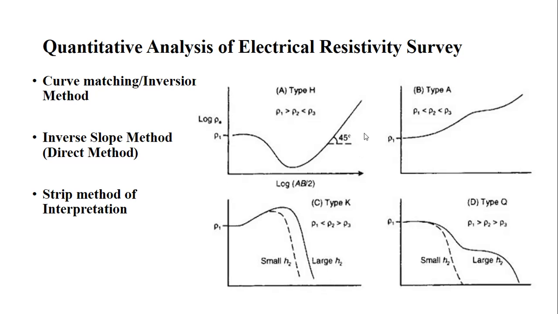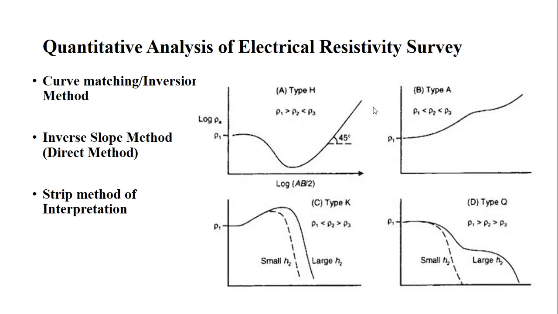There are mainly four types of curves: type H, type A, type K, and type Q. In type H, the resistivity of the first layer is greater than the second layer, and the third layer has greater resistivity than the second layer. It means the second layer has an aquifer with a very good quantity of water which is in exploitable limit.